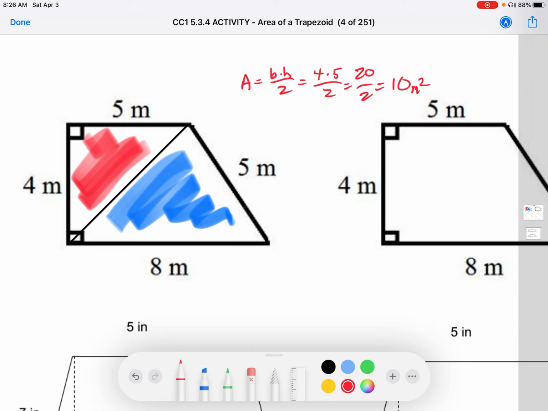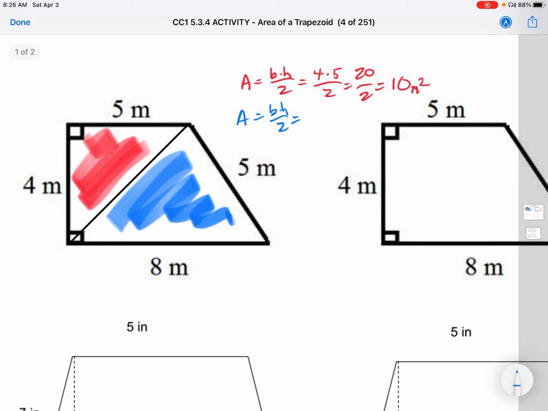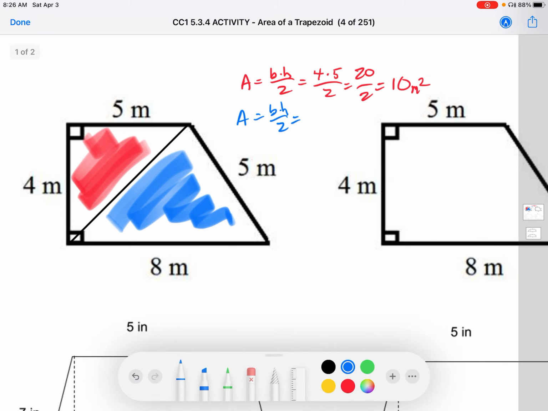And now we need to do the same for the blue triangle, right? Area equals base times height divided by 2. And now we have a struggle. The struggle is in what I referenced earlier. The base must be perpendicular to the height. And in order for it to be perpendicular to the height, we cannot use 8 and 5. Those are not perpendicular. We don't have that little square in there, and it doesn't even look like that would work. Okay, so that's not going to work.